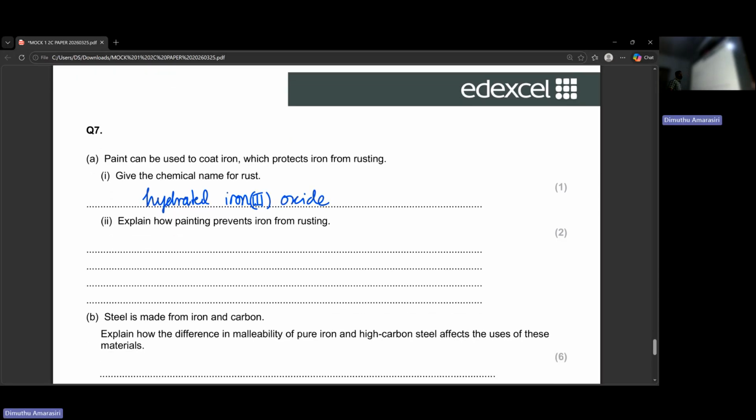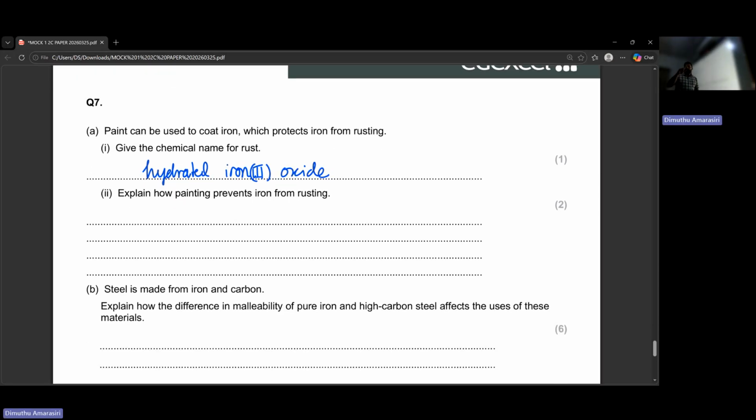Explain how painting prevents iron from rusting. It forms a protective layer around the surface. Okay, that's barrier protection. Explain that, so that oxygen and water are not in contact with iron. Yeah, they gave a discussion also. I remember we had this question yesterday also.